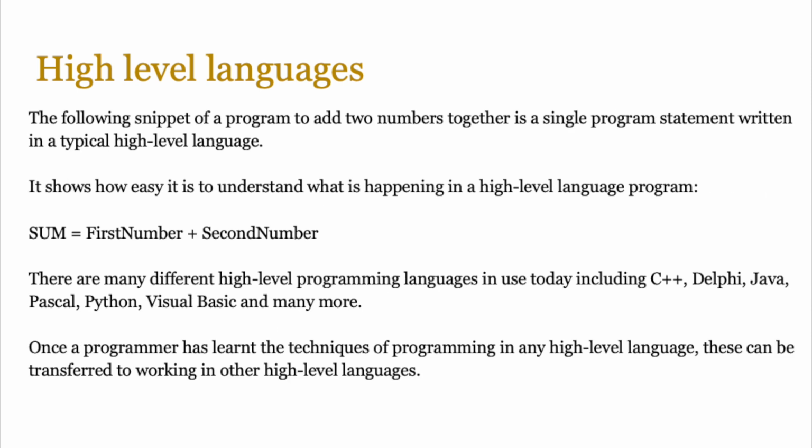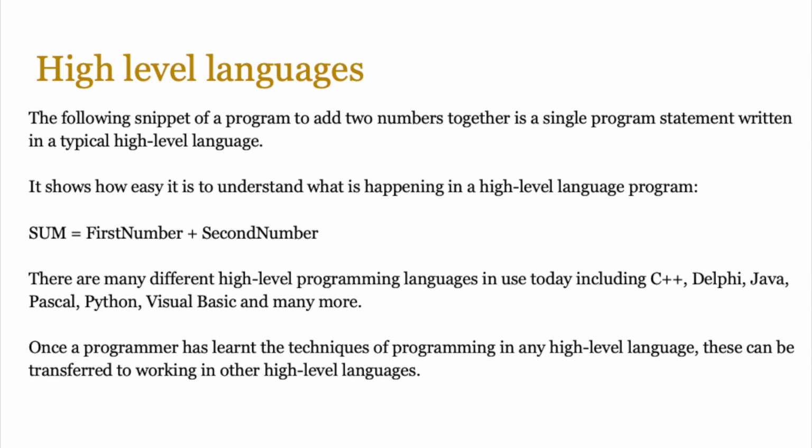Now, the following snippet of a program to add two numbers together is a single program statement written in a typical high-level language. It shows how easy it is to understand what's happening in a high-level language program. So the statement is sum equals first number plus second number.